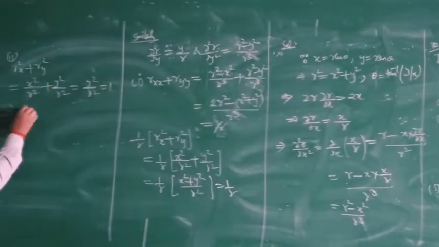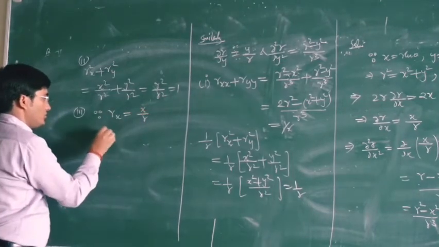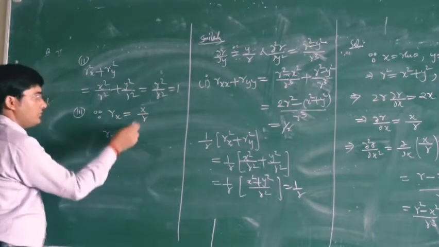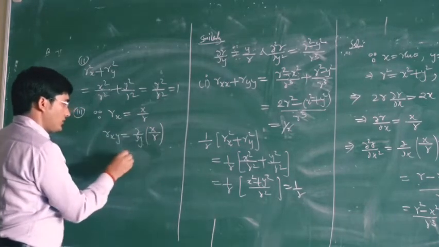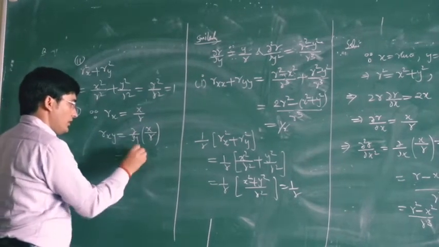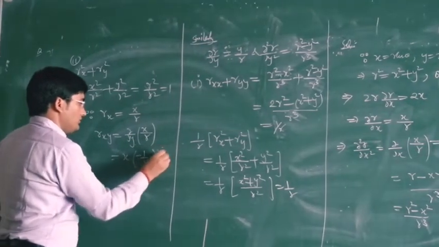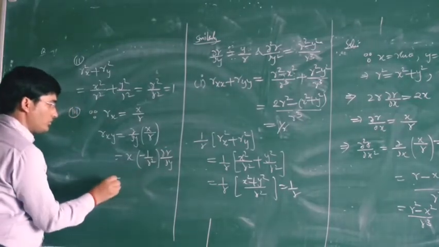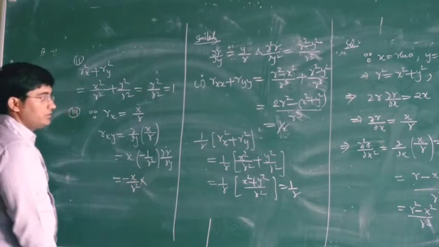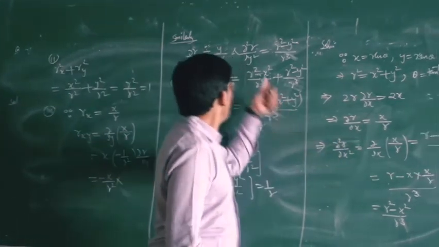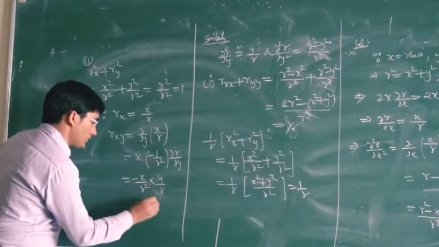Because our rx is x upon r, our rxy will be the partial differentiation of this with respect to y. As x is constant, the differentiation of 1 upon r will be minus 1 upon r square, and then the partial derivative of r with respect to y, which is del r upon del y. So we have minus x upon r square, then del r upon del y is y upon r. So this is equal to minus x y upon r cube.